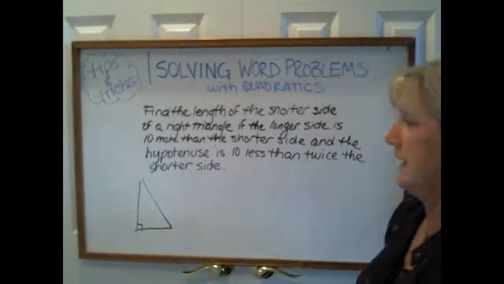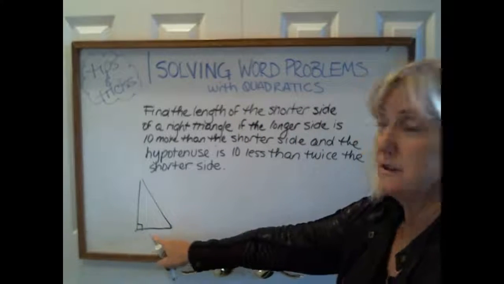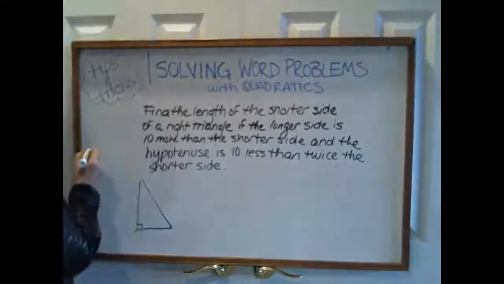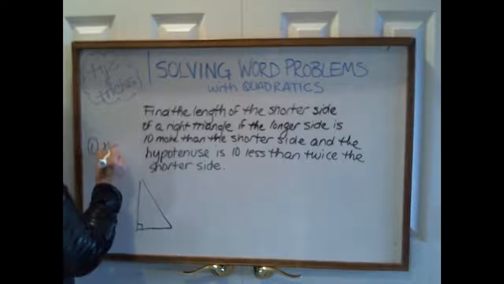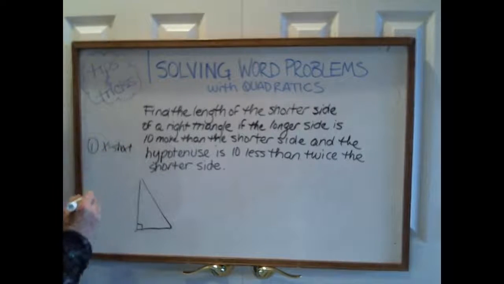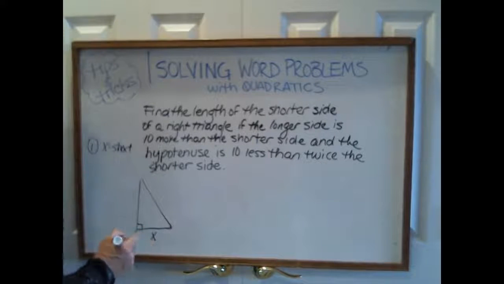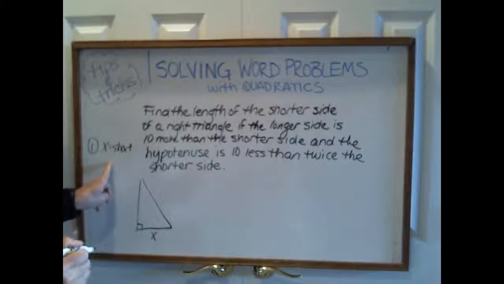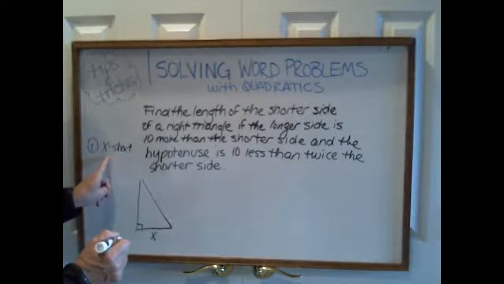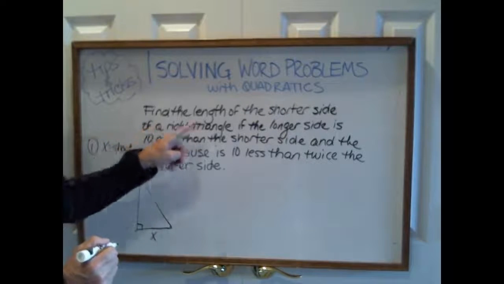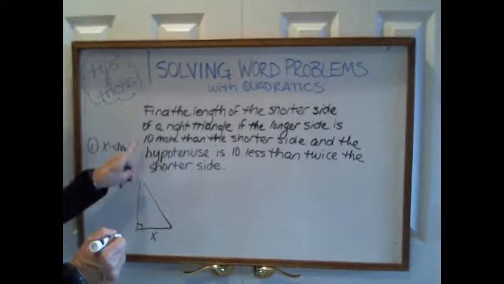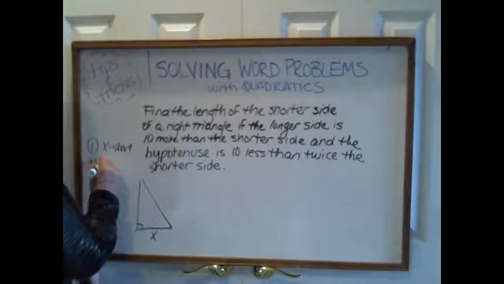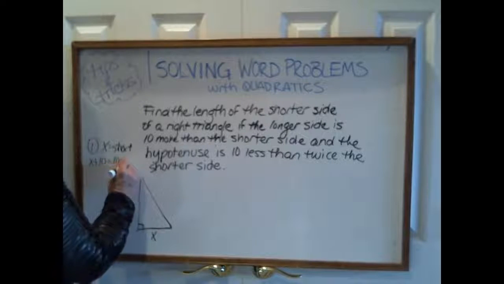And it's a right triangle if that is 90 degrees. So this is the shorter side. That's going to be part 1 of identifying the variables. So I'm going to say x is going to be the shorter side, and I'm going to label that here. Then I look at the next sentences. Find the length of the shorter side. That's always going to be what you want your variable to be. The longer side, which is this one, is 10 more than the shorter side. So x plus 10 is going to be the longer side.